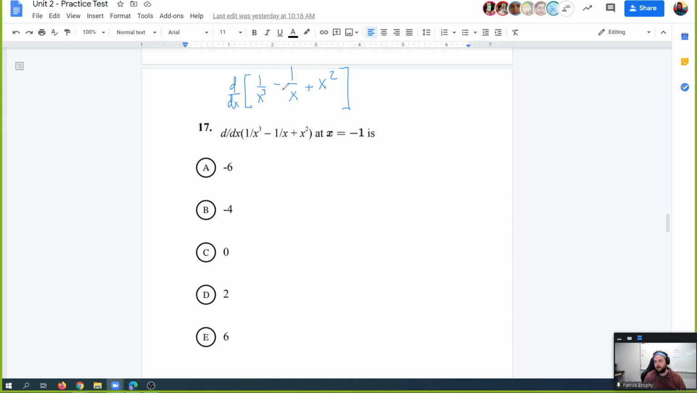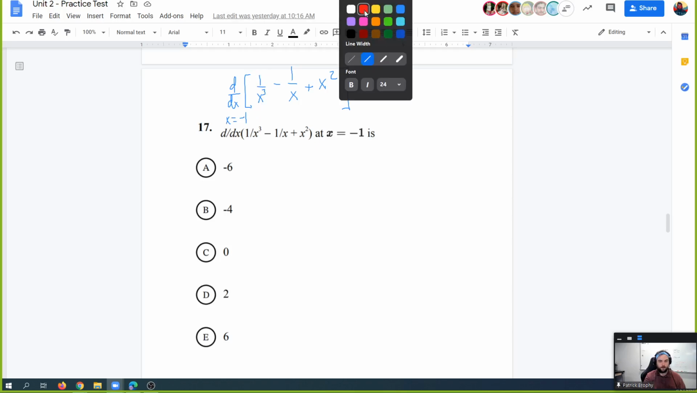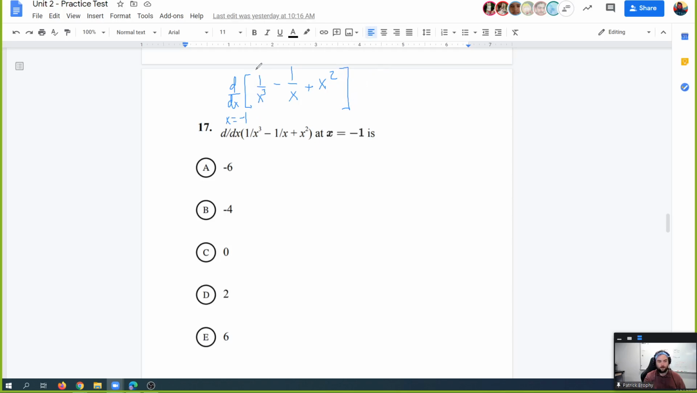They can't just make it look like this. At x equals 1, so when x equals -1. All right, so we derive this first. Derivative of 1 over x cubed is going to be -3 over x to the 4th. Derivative of 1 over x, and minus 1 over x now will be plus 1 over x squared, and plus 2x. Sometimes you see notation like this, a line at x equals -1. You don't have to do that.